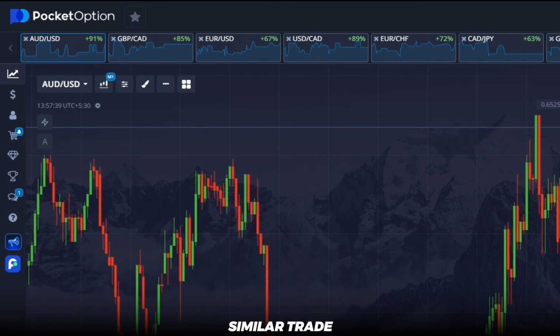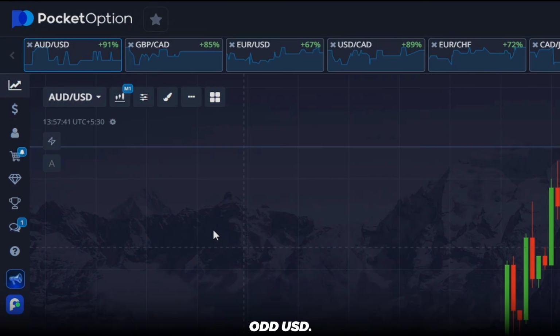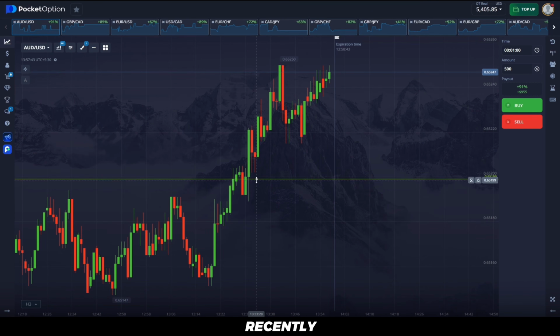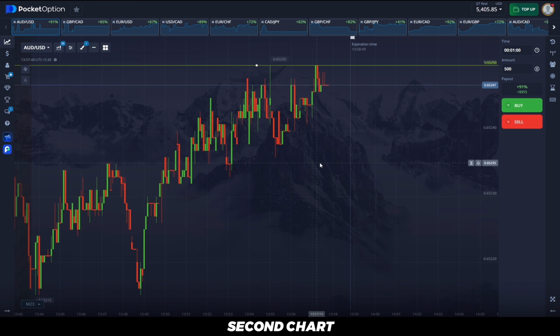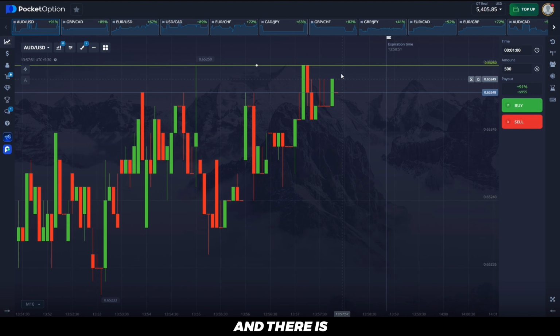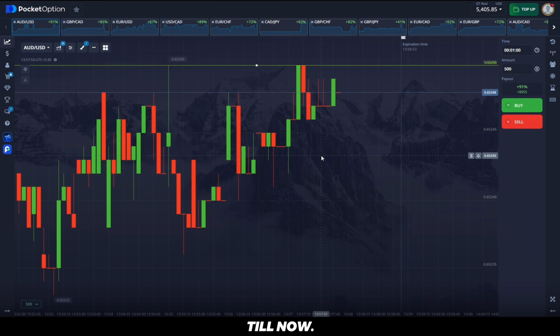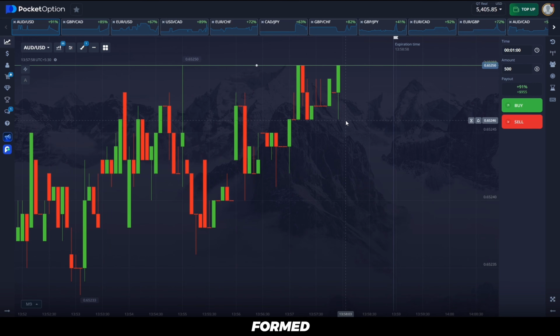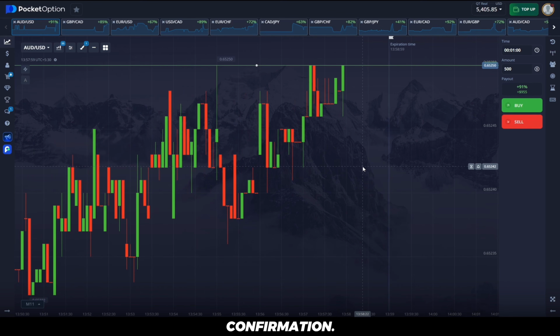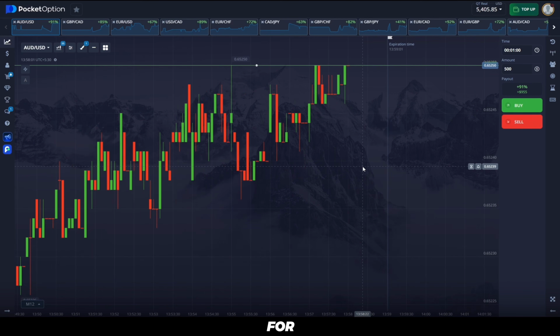I have a similar trade opportunity on AUD/USD. As I can see, we have a recently formed resistance level. Price failed to break. Let's see if we have any confirmation on the 5-second chart. There is no solid confirmation till now. I will wait. If price tries to break this zone and then forms a reversal pattern, that will be a sure confirmation for a reversal trade.